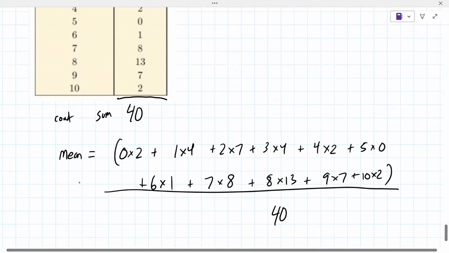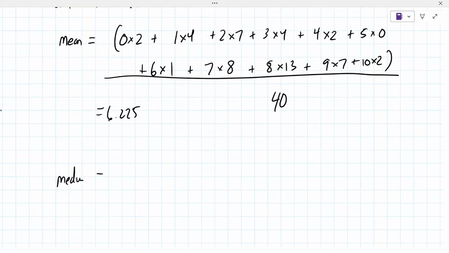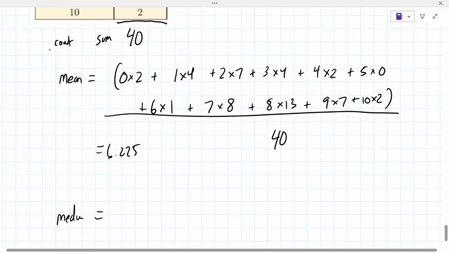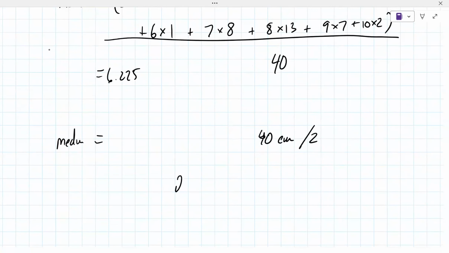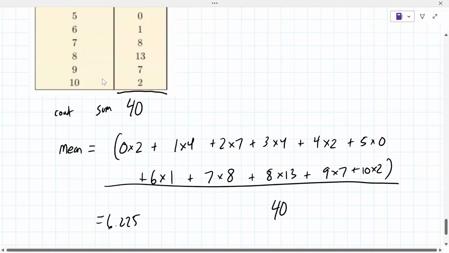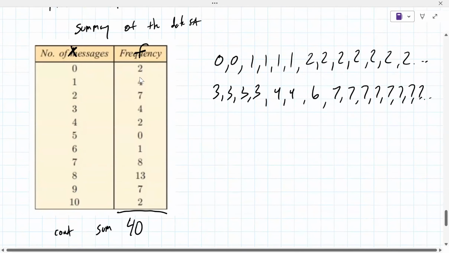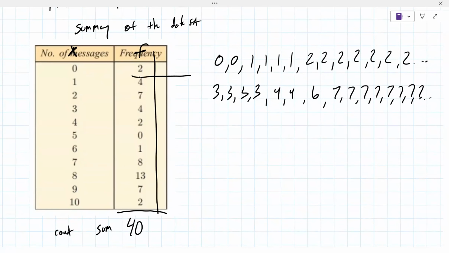So the next one here is the median. The way you do the median, if there's an even number of numbers, as in this case, you divide by two. That means you need the 20th and then the 21st number. So you have to count up until you get there. You can maybe add another column here for the running total. So there's 2, 6, 13, 17, 19, 19. So the 20th value is 6.